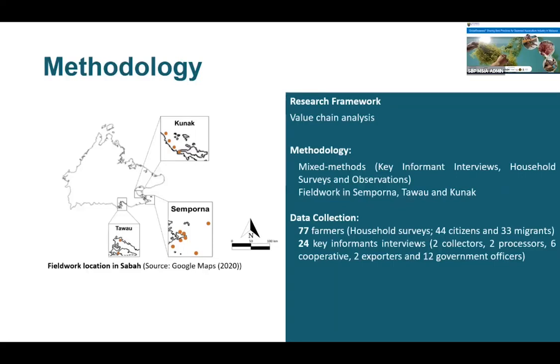As a result of the data collection, we managed to interview 77 farmers in the household survey, consisting of 44 citizens and 33 migrants. We also managed to conduct 24 key informant interviews, which consist of 2 collectors, 2 processors, 6 cooperatives, 2 exporters, and 12 government officers in Sabah.